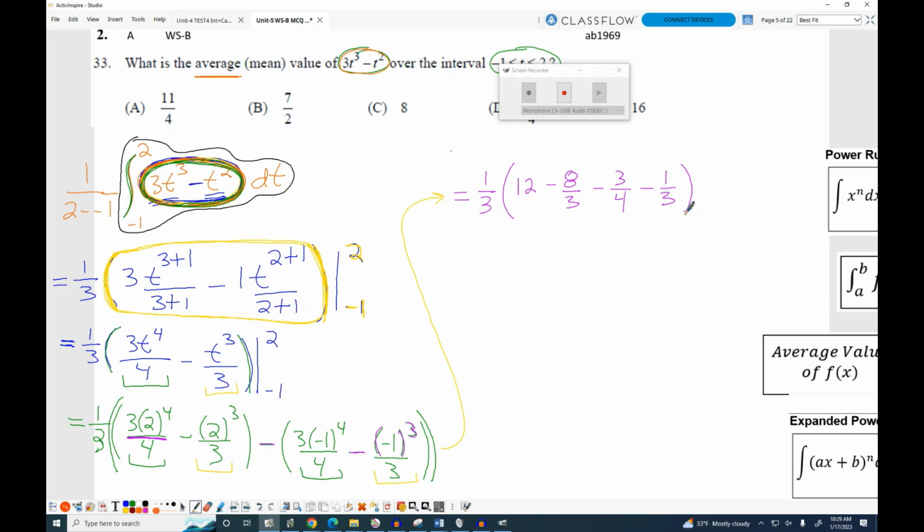Tessa's turn. So which 2 would you combine first, Tessa? The -8 thirds and 1/3. And that would give you? That would be -9 thirds, which can simplify to just -3. Nice. So I'll just write it out. 2 points for Tessa. So we have a 12, we have a -3, we have a -3/4. So Maddox, which 2 would you combine now? 12 and -3. Giving you 2 points.